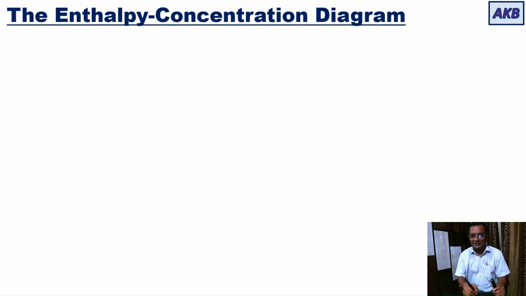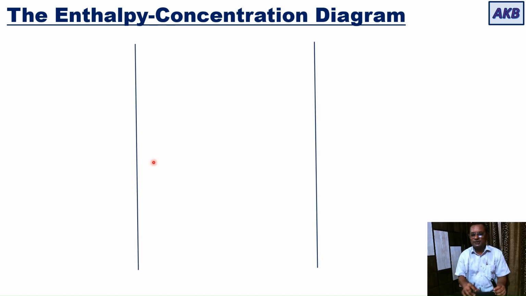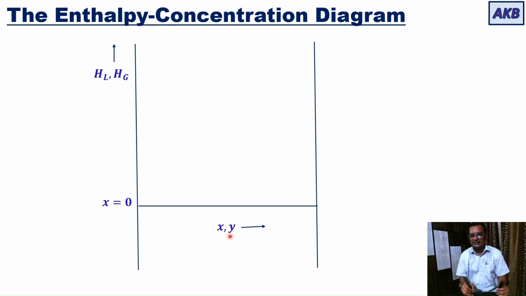So what is done in this case? You are plotting enthalpies on the y-axis and concentrations, that is mole fraction in this case, on the x-axis. So HL and Hg, enthalpies of the liquid phase and enthalpies of the vapor phase, are plotted on the y-axis, and X and Y, that is mole fraction of the more volatile component in liquid and vapor phases, are plotted on the x-axis.